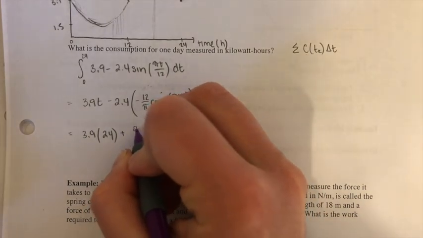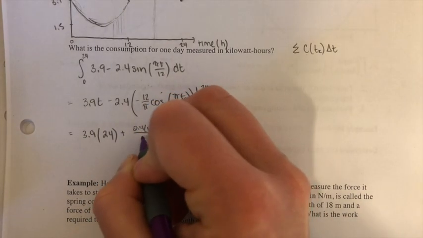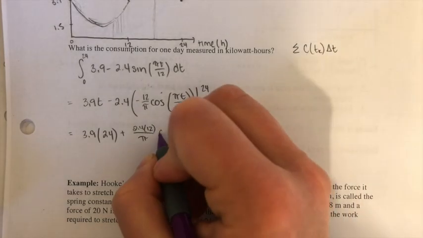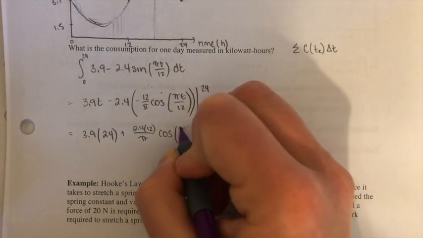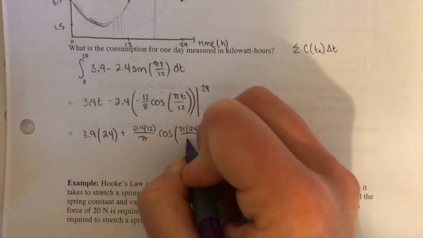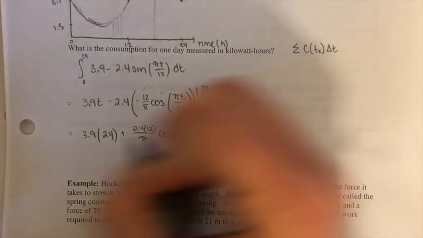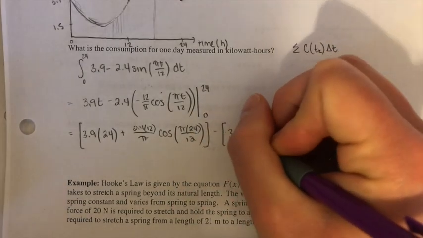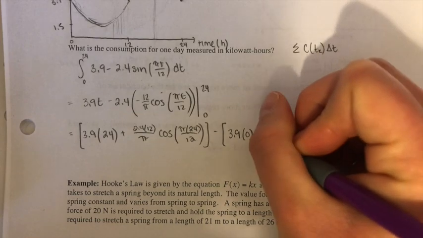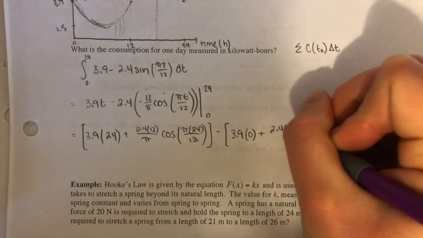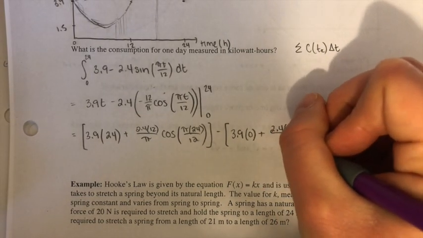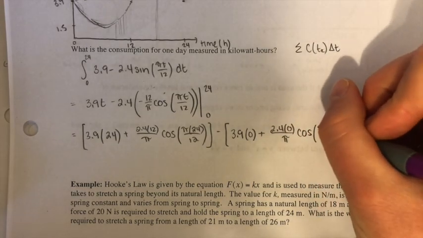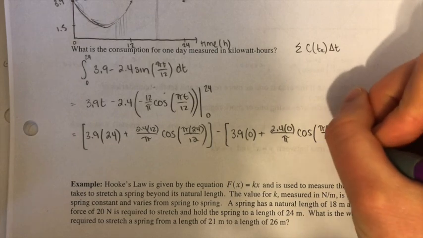I'm just going to leave it as 2.4 times 12 divided by pi, because this whole thing I'm just going to plug into my calculator. And then cos of pi times 24 over 12. So there's my 24 plugged in, and then minus my 0 plugged in. So 3.9 times 0 plus 2.4 times 0 over pi cos pi times 0 over 12.